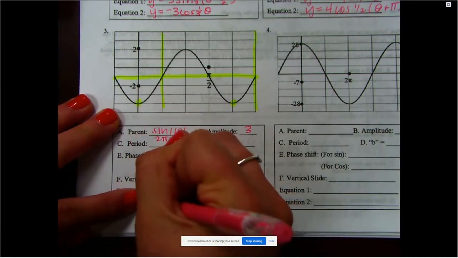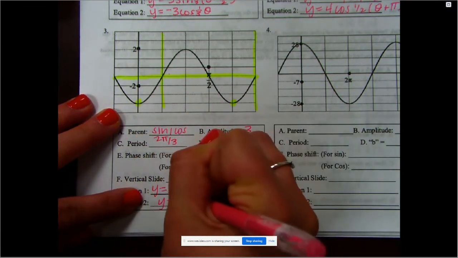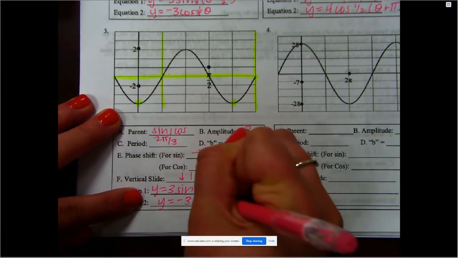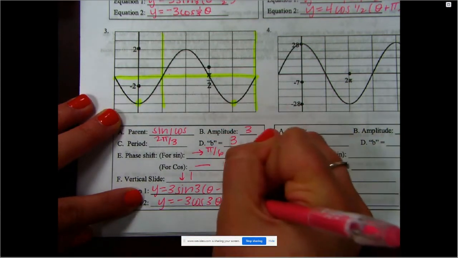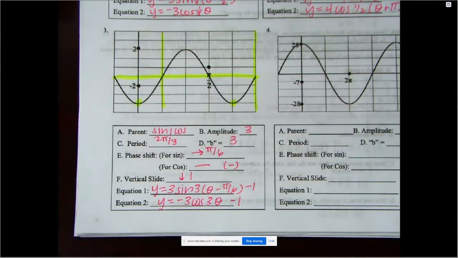For cosine, remember it's negative 3 cosine 3. There is no phase shift, so I don't need parentheses, but minus 1 for the vertical slide. And that's writing equations.